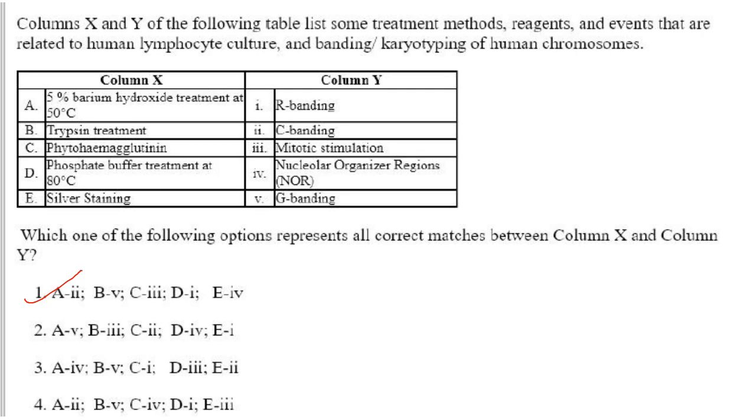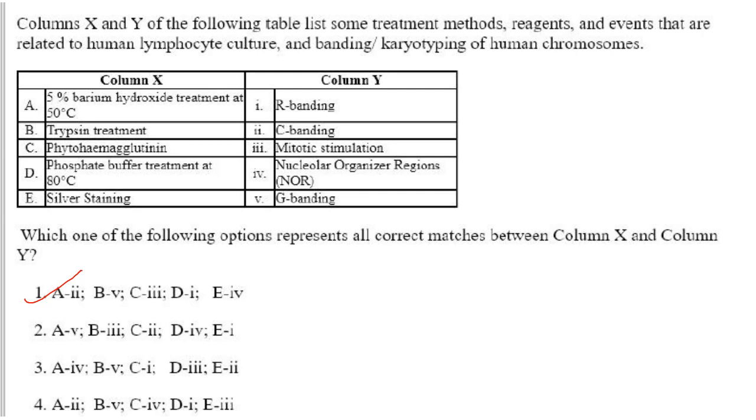Then column X and Y of the following table lists some treatments, methods, reagents and events that are related to human lymphocyte culture and banding or karyotyping of human chromosomes. Which one of the following options represent all correct matches between column X and column Y? 5% barium hydroxide treatment at 50 degrees Celsius. So that is for C banding, A2. Trypsin treatment is for G banding.